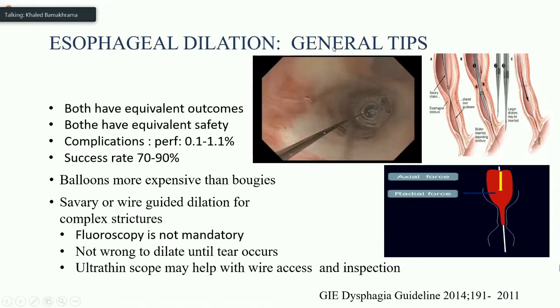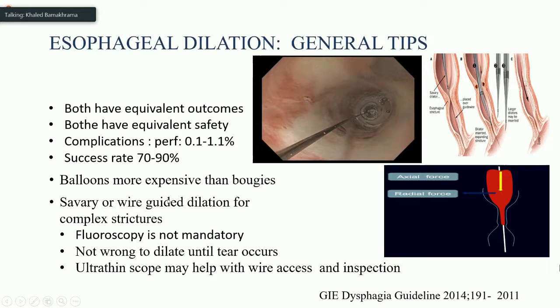So, the esophageal dilatation general tips: whether a balloon or bougie, they are equivalent. They have equivalent outcomes and equivalent safety. The complication of perforation is 0.1 to 1.1%. The success rate is 70 to 90%. But the problem is that balloons are more expensive than the bougie.